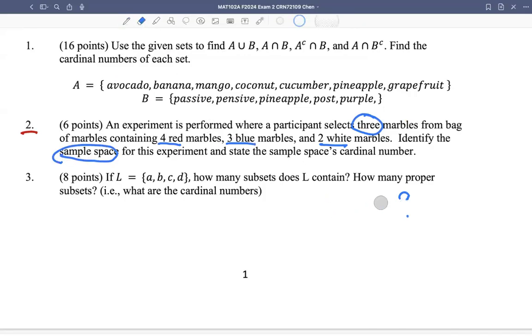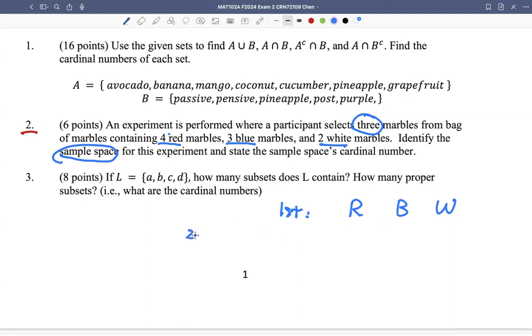This question actually is a little bit tricky because we didn't really have any example to reflect this. Anyway, we have red color, blue color, white color. So for the first marble, the possibility is to get a red one, or a blue one, or a white one. So there are 3 possibilities. Remember, what is a sample space? Sample space means all possible outcomes. So for the first marble, the outcomes can be red, blue, or white.